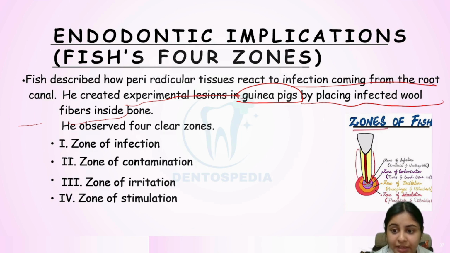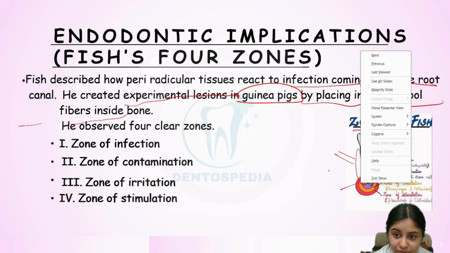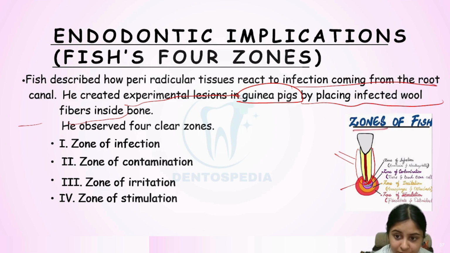The root canal is the main source of infection, but not the bone around the tooth. These bacteria usually stay inside the root canal, but they don't actively invade the bone. But if the toxins from these bacteria travel out of the apex of the tooth, they irritate the periapical tissue. In this irritation they produce different tissue reactions at different zones.